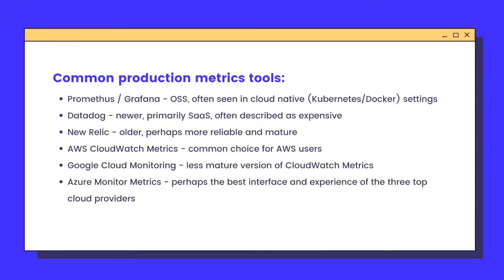For metrics analysis, there's many common production tools. There's Prometheus and Grafana, as we mentioned. There's Datadog, again, not only log aggregation, but metrics aggregation as well. There's New Relic, which is, I would say, maybe the old reliable option. And there's, again, cloud providers provide their own versions of this. There's AWS CloudWatch Metrics, Google Cloud Monitoring, and Azure Monitor Metrics.